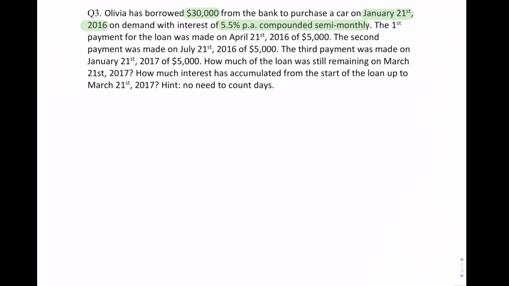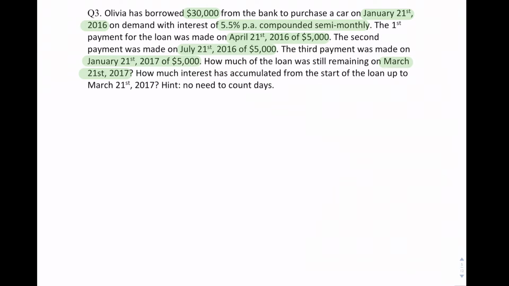The first payment for the loan was made on April 21st. The second payment was made on July 21st, again of 5,000. And the third was January 21st, 2017. So how much of the loan was still remaining on March 21st, 2017? That's the first question. And the second question is how much interest has accumulated from the start.